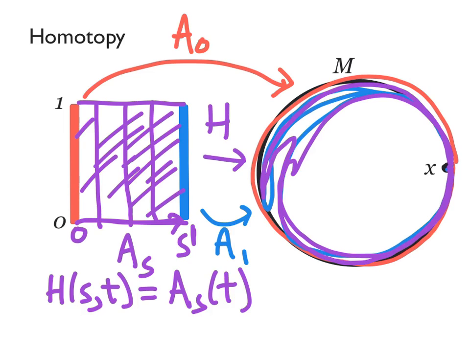Right, so you pick a point somewhere, let me do it in black maybe, you pick a point somewhere on the square that lives at some S coordinate that tells you which of these purple paths you're supposed to use, and it lives at some t coordinate, and that tells you how far along the purple path you're supposed to go. That gives you a point in M. That's what this homotopy H does.